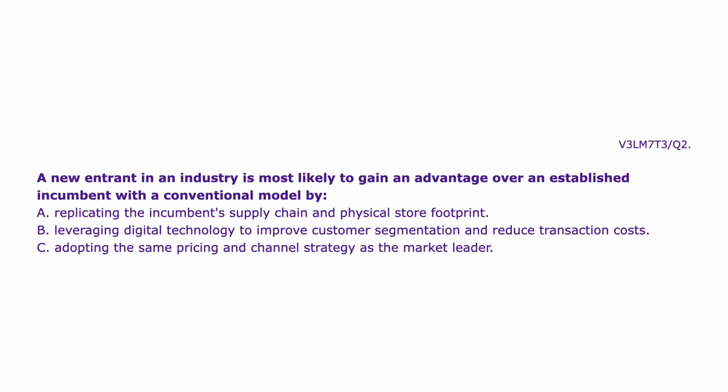A new entrant in an industry is most likely to gain an advantage over an established incumbent with the conventional model by: A. Replicating the incumbent's supply chain and physical store footprint. B. Leveraging digital technology to improve customer segmentation and reduce transaction costs. C. Adopting the same pricing and channel strategy as the market leader.